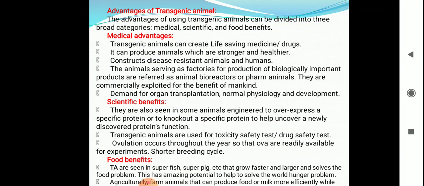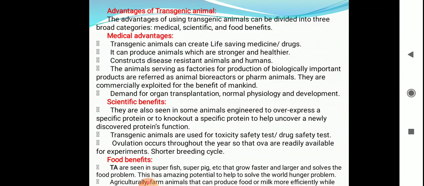Now, transgenic animals are used for toxicity safety tests or drug safety tests when drugs are designed. Okay, whether there is a toxicity or not of the drugs, it is first experimentally done in case of the transgenic animals. Next is ovulation occurs throughout the year. Another scientific benefit: in the transgenic animal we can ovulate throughout the year, so that the ova are readily available for experiment. And it has a shorter breeding cycle. Since it is done artificially, the breeding cycle will be very short.